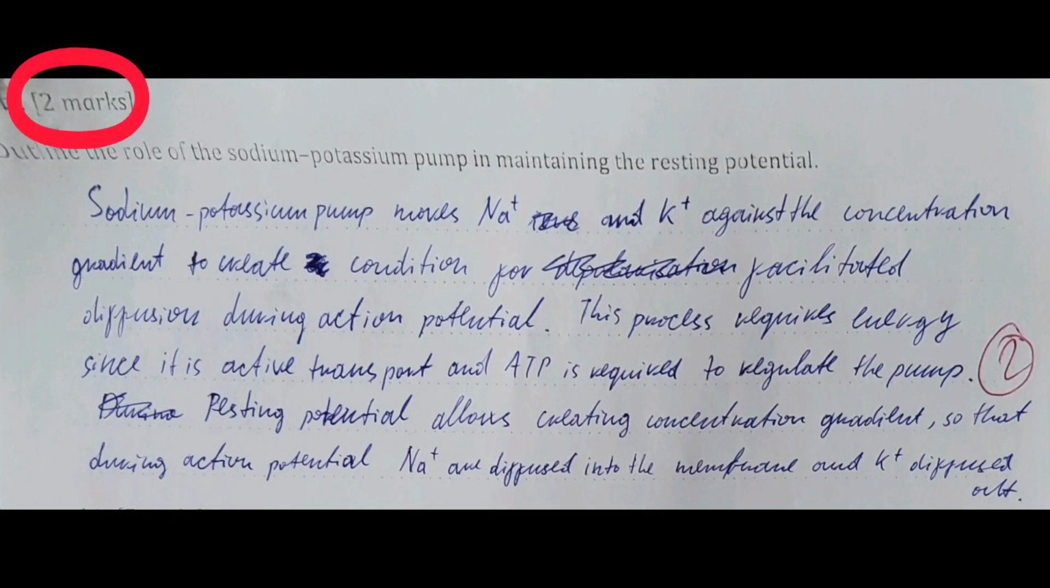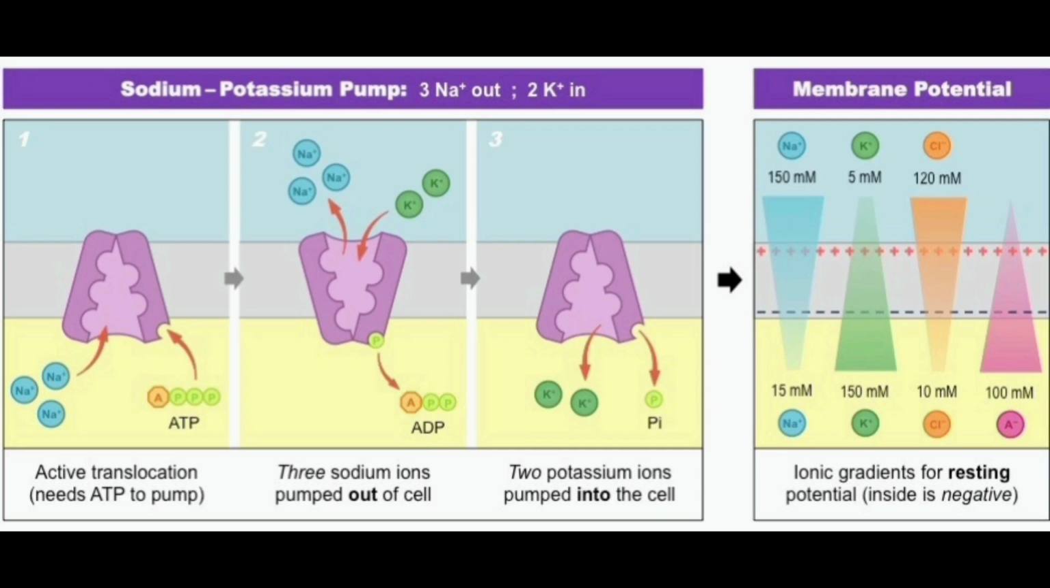2 marks means that you must mention two main things about the significance of sodium-potassium pumps to get a full mark. Exactly, you should say what the sodium-potassium pump does. They move sodium and potassium ions against their concentration gradient by active transport, so it requires energy. You can also mention the required ATP hydrolysis, but I don't think that it's the main point here.